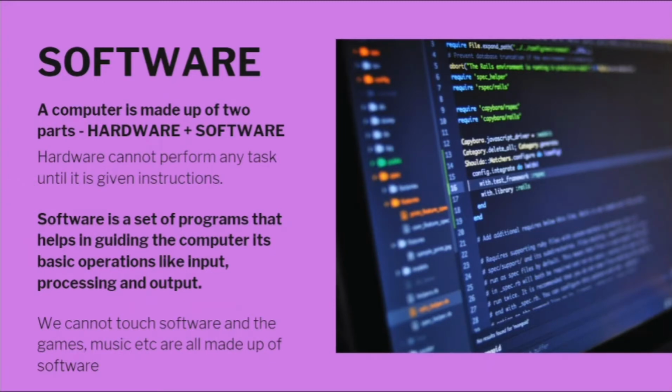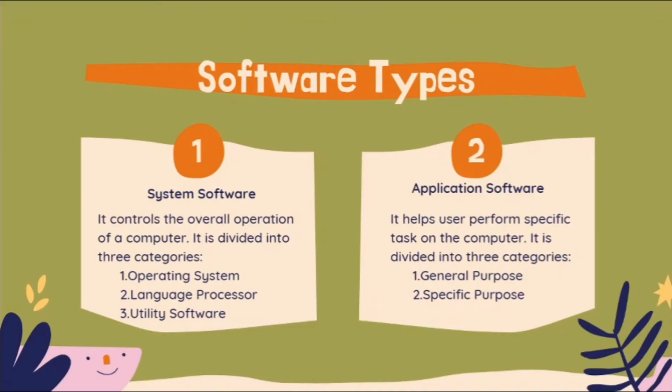Since hardware is the physical part and needs instructions to do its work, hardware cannot perform any task until it is given an instruction. So software is a set of programs that helps in guiding the computer to perform its basic operations like input, processing and output. We cannot touch the software, and software is basically the games, music, presentations; these are all software.